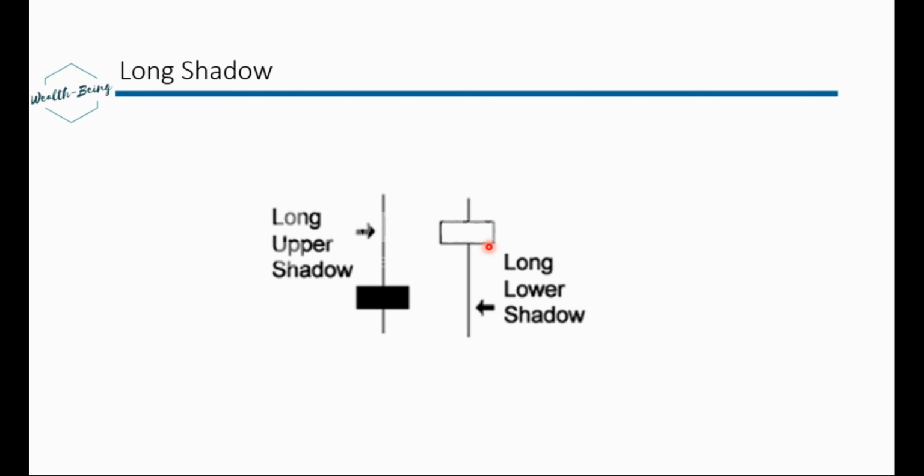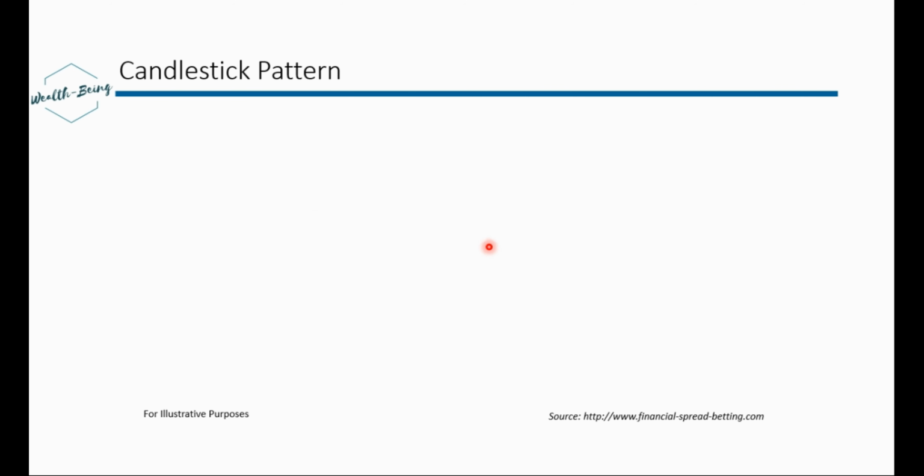We'll be looking into some candlestick patterns. The first one is the spinning top. You can see here, it is formed with a long upper shadow and a long lower shadow with a really small real body. This is the spinning top. The color of the body is not really that important. This pattern indicates indecision between buyers and sellers.